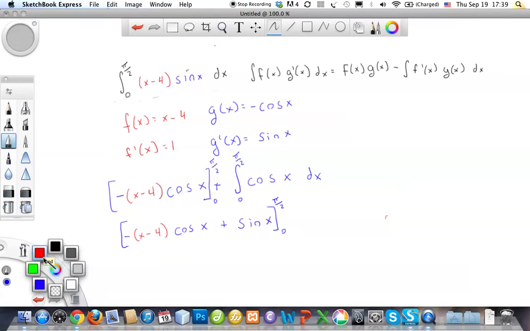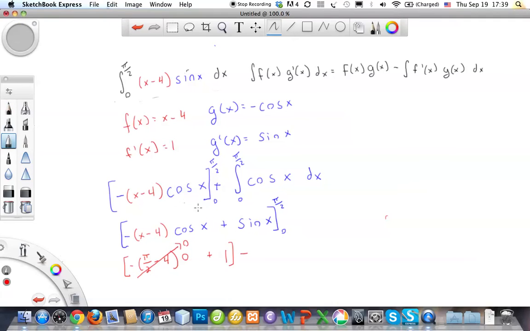So that is going to give us, if we plug in for pi over 2, we're going to get the negative pi over 2 minus 4 times the cosine of pi over 2, which is 0. So all this is going to cancel out to 0, plus the sine of pi over 2, which is 1, okay, minus, using our fundamental theorem of calculus, minus all of this right over here.